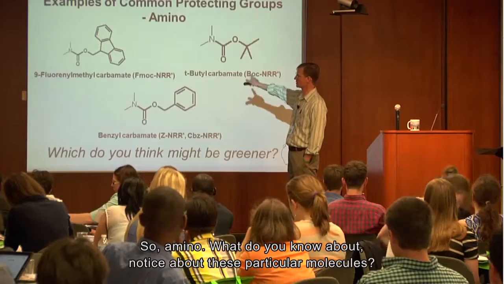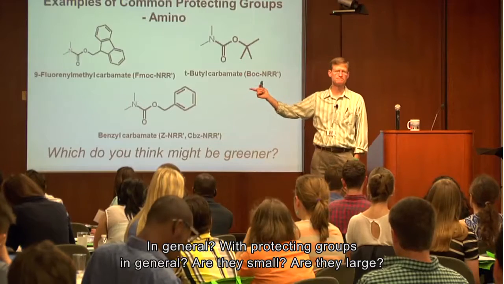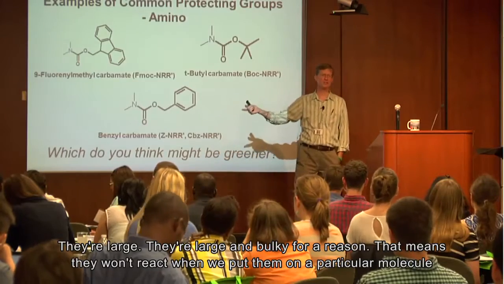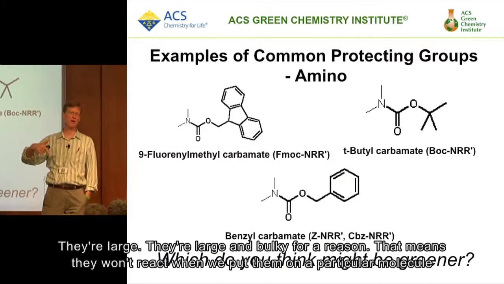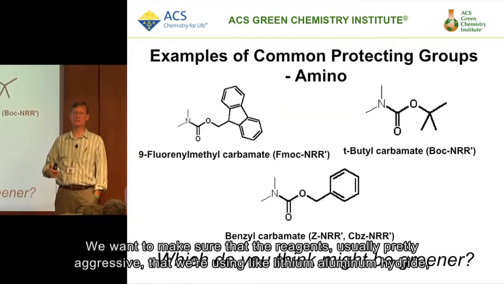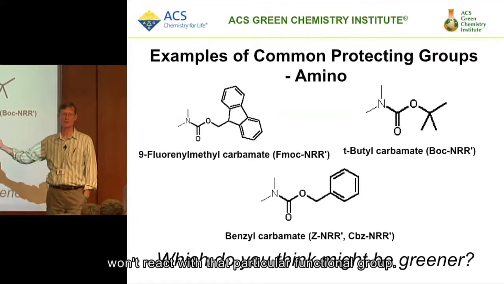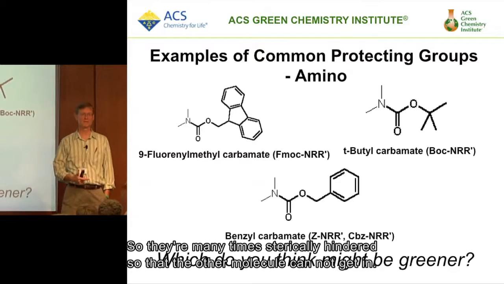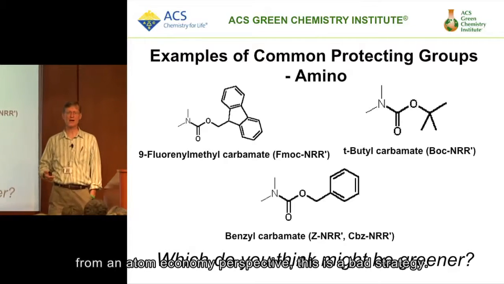So, what do you notice about these particular molecules, with protecting groups in general? Are they small? Are they large? They're large. They're large and bulky for a reason. That means that they won't react when we put them on the particular molecule or the functional group we want to protect. We want to make sure that the reagents, usually pretty aggressive, that we're using, like lithium aluminum hydride, won't react with that particular functional group. So they're many times sterically hindered so that the other molecule cannot get in. And once again, from a mass efficiency perspective, from an atom economy perspective, this is a bad strategy.